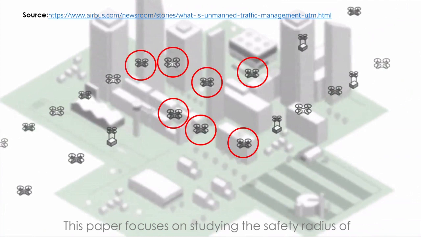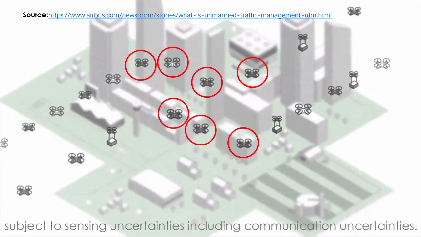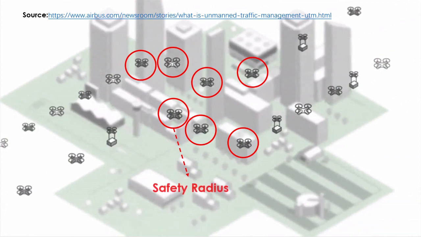This paper focuses on studying the safety radius of decentralized control VTOL UAVs to deal with collision avoidance subject to sensing uncertainties including communication uncertainties.